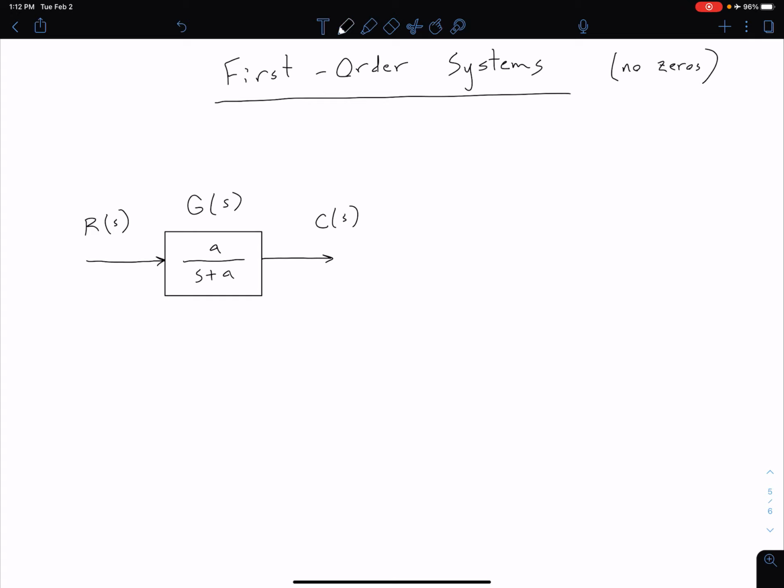So we can represent this in our complex s-plane. So we have our sigma, or our real axis, and our j omega, which is our imaginary axis, and we have one pole at a point negative a. So we could come in here and we could indicate that with an x at point negative a.